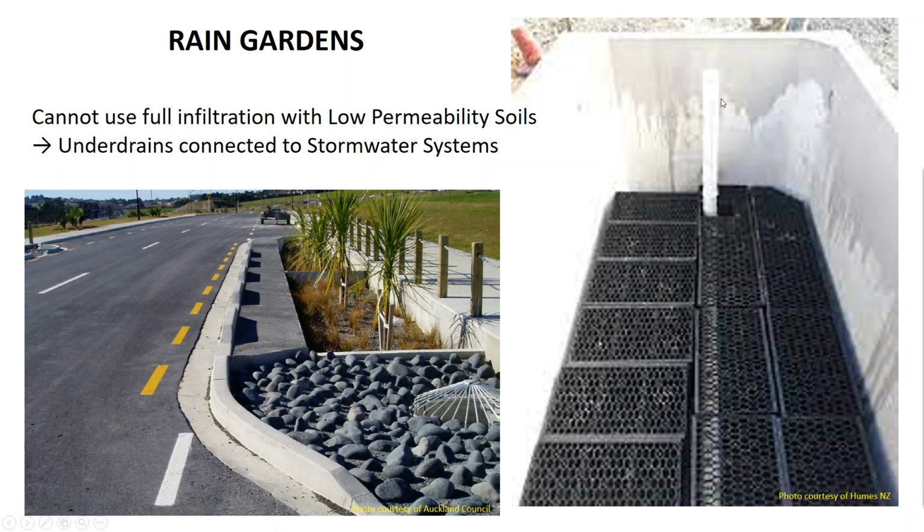These types of rain gardens are normally filled with topsoil and bark mix. This provides the permeability required for infiltration, and the soil and bark particles also enable the absorption of fine pollutants from the water onto the surface of the soil or bark particles.